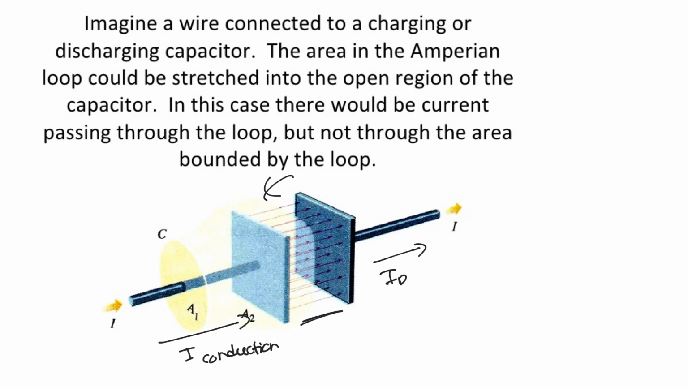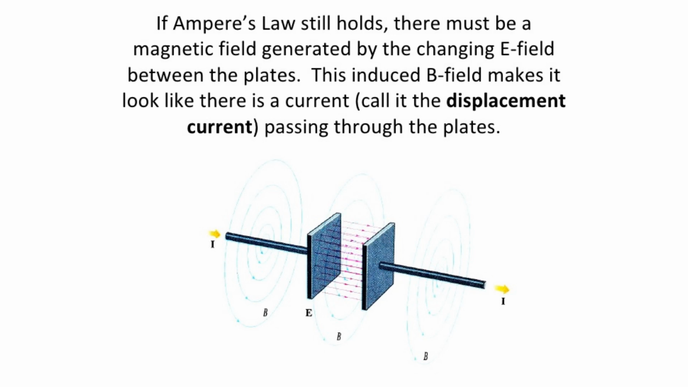Okay, so as if the change of electric field is basically a displacement current flowing out from one of these plates. So for Ampere's law, because right now we already changed the formulas, both formulas obey Ampere's law. There must be a magnetic field generated by the changing of the electric field between the plates.